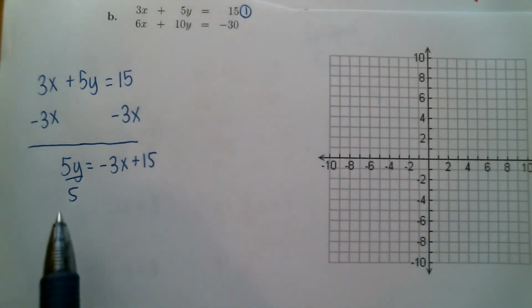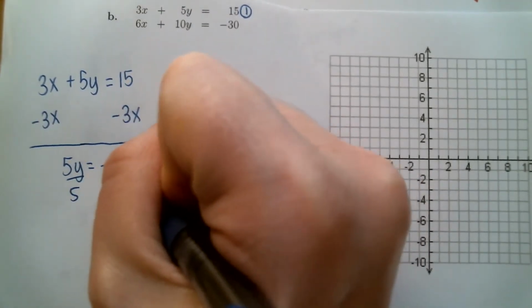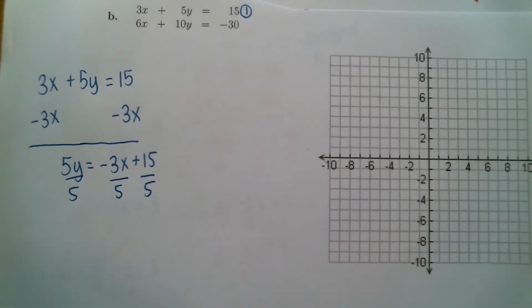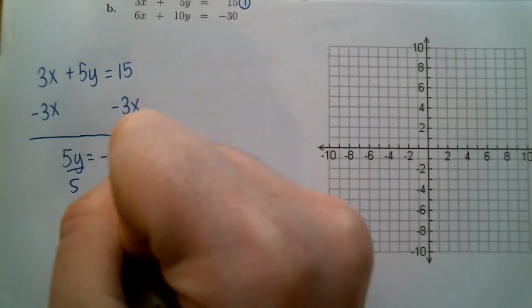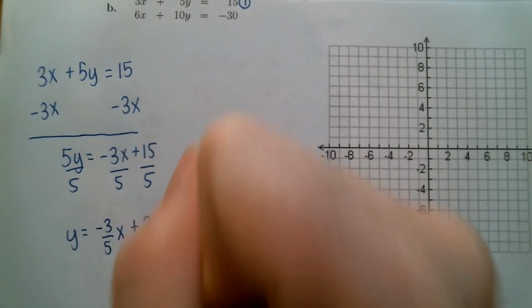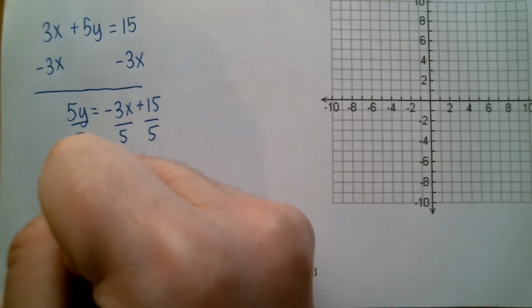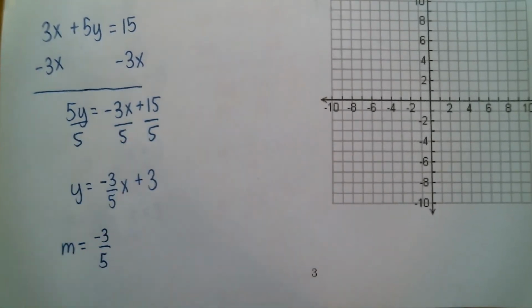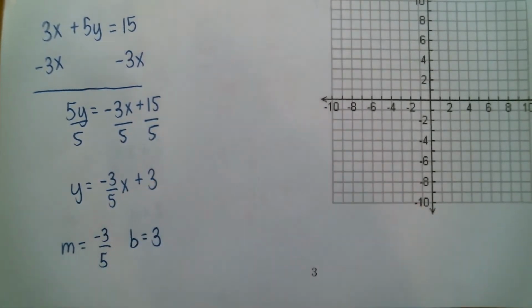But remember, from what I told you earlier, when you divide this side by 5, everything has to get divided by 5. If you don't do that, you're going to end up with either the wrong slope or the wrong y-intercept. So you're going to get y equals negative 3/5 times x plus 15 divided by 5, which is 3. Now that it's in y equals mx plus b form, we can identify the slope and the y-intercept. The slope will be the number in front of x, so that will be negative 3/5. And the y-intercept, which is the b value, will be 3. All right, and so now we're ready to graph this line.